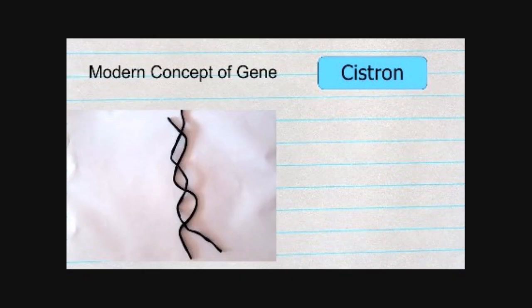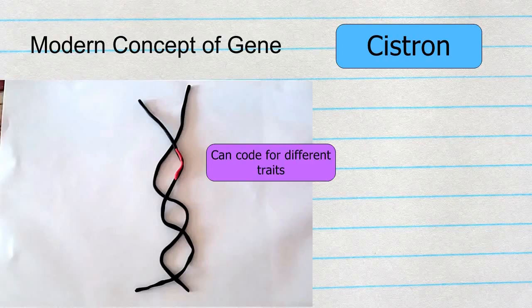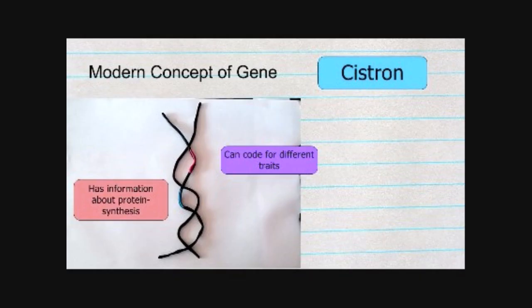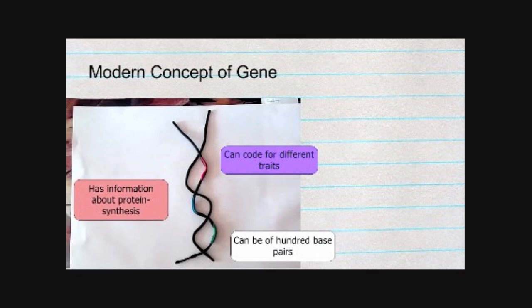First is the cistron, which is also known as the unit of function. It is responsible for different traits or expression. For example, it can code for hair, or anything which can be coded. It also has information about protein synthesis and when the DNA segment must code for protein synthesis. Basically, it can be 200 base pairs long, so it is such a long segment, and that's why it can perform these various functions.